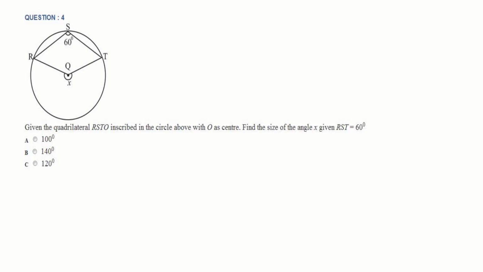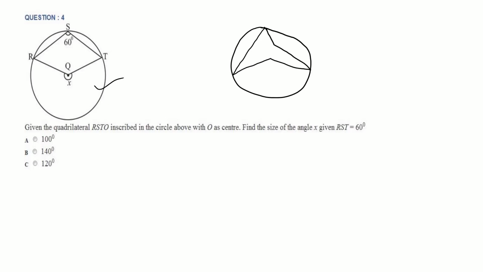This is question 4 and it's on circle theorem. The question states we are given this circle, and the question states given the quadrilateral RSTO inscribed in the circle above with O as the center, find the size of the angle X given that RXT equal to 60 degrees. From circle theorem, if you have a circle like this, sorry for my bad drawing, and an angle is being projected, this an angle. If this angle is theta, then this angle is 2 theta. This is part of circle theorem.